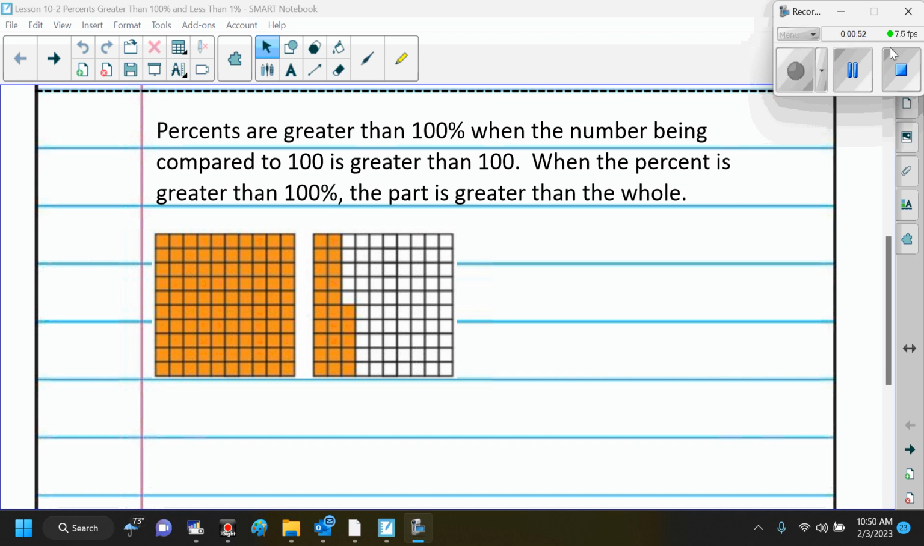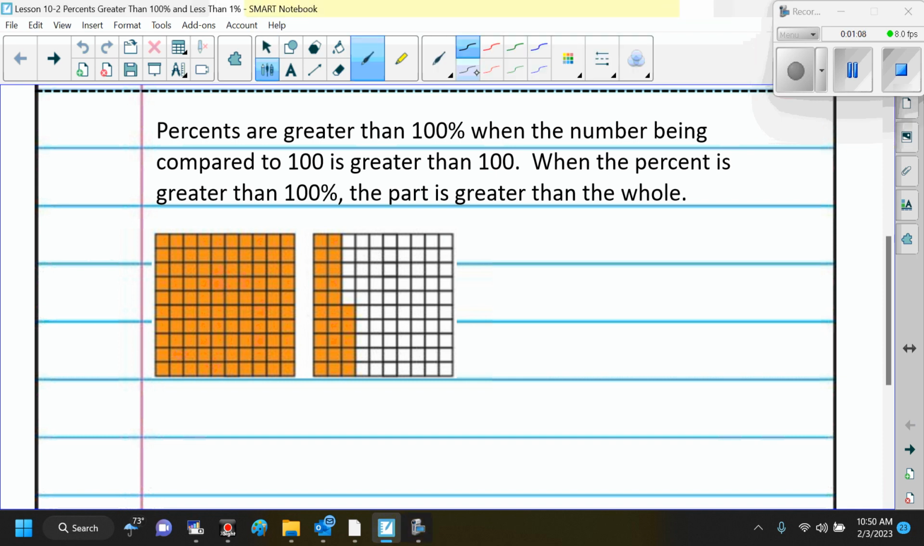All right, so when we're taking a look at this first picture here, how many are shaded out of the total? 100 out of the whole thing. 100 out of 100, right? Is everybody with me? The next one, how many are shaded out of the total? 25. So this is 25 out of 100.